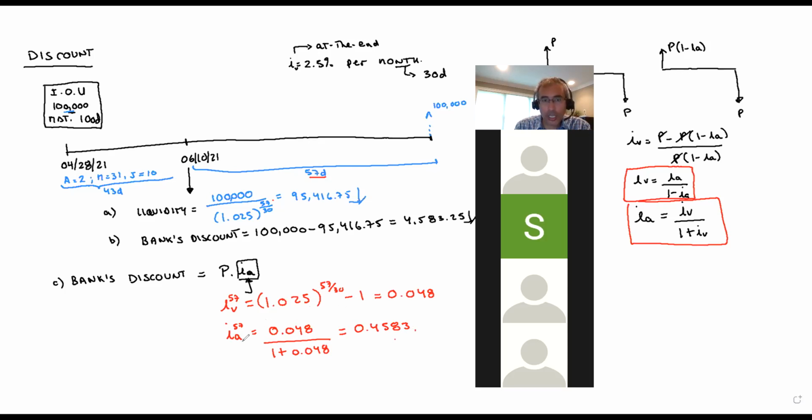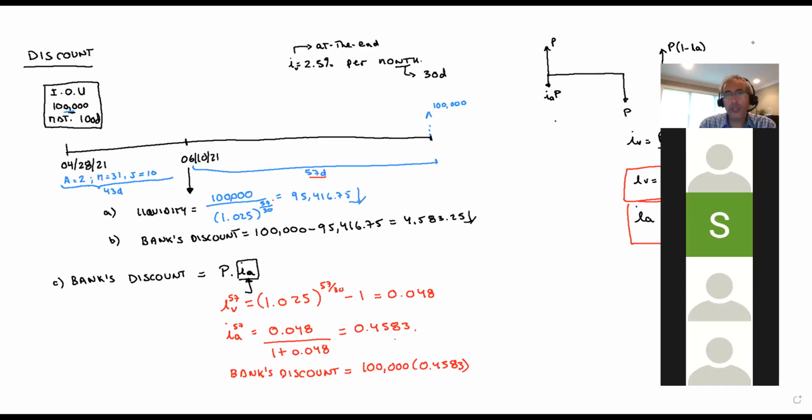And then finally, once you have your IA, you simply compute this formula. So the bank's discount is going to be simply $100,000 multiplied by 0.4583, and then we get $4,583,000. That is basically, yeah, you're on rounding errors. It's basically this number here.